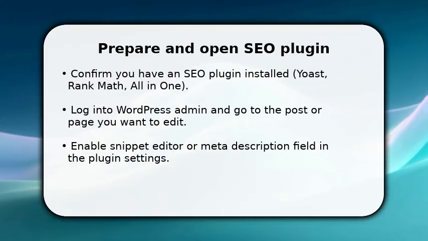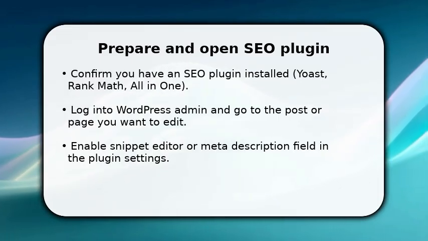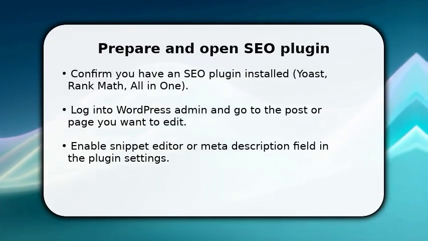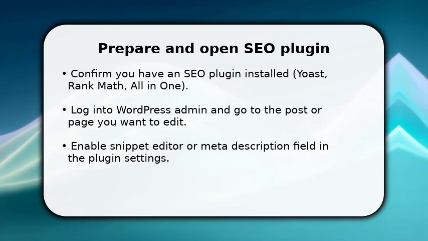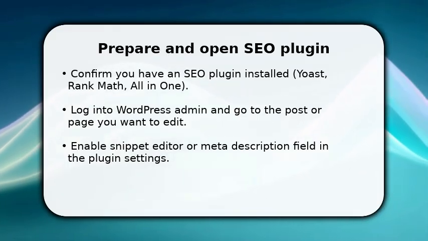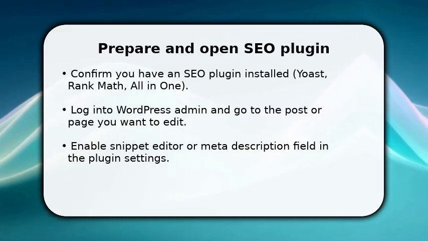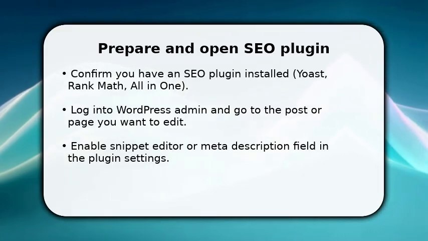You're starting inside WordPress with the post or page open. First, confirm your SEO plugin is active. Once done, locate the plugin's meta box or snippet editor beneath the content area. Click into the meta description field so you can type directly.